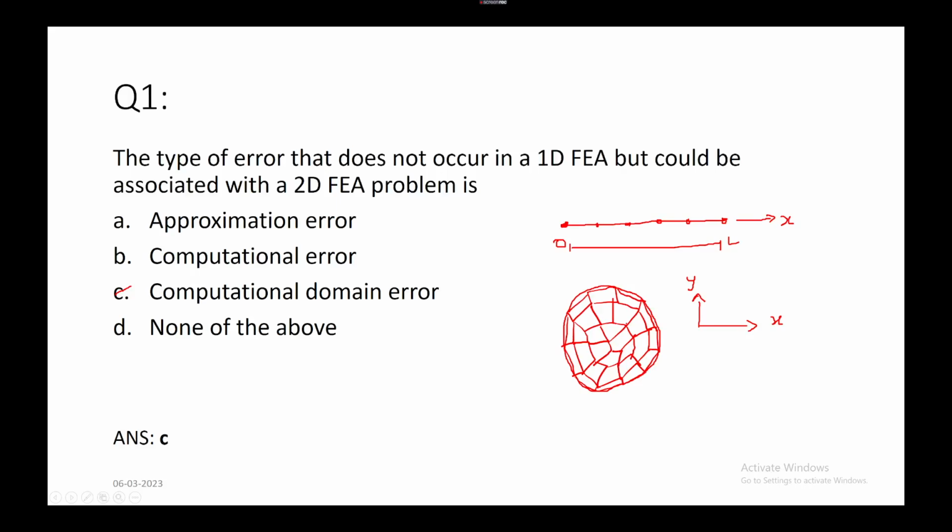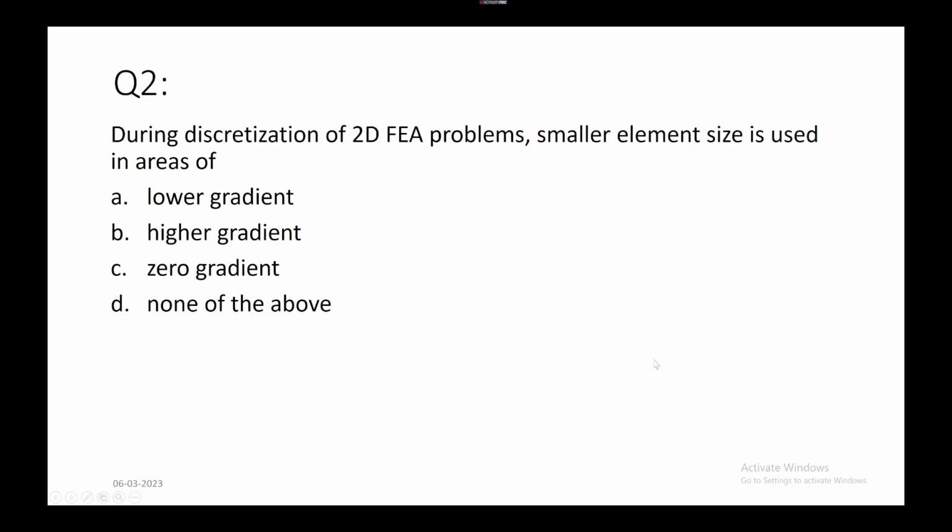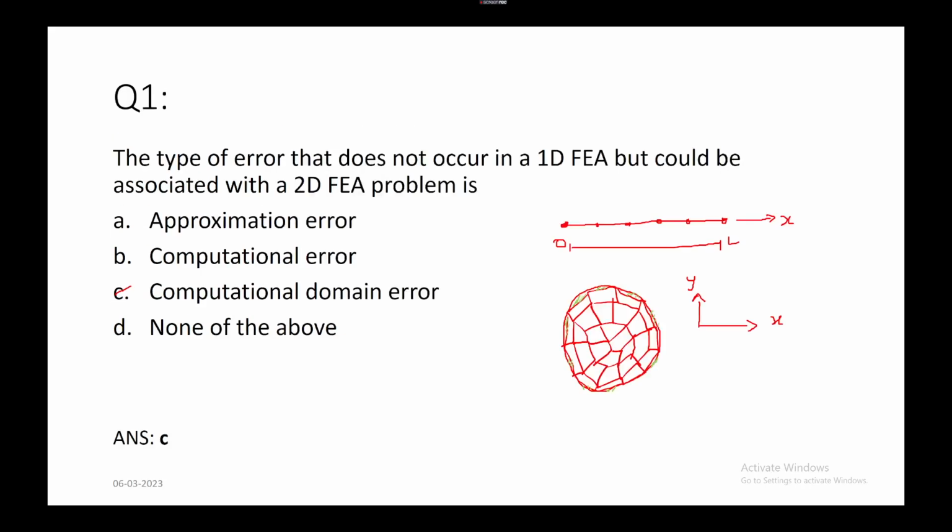But what we are observing here is that there is some portion of the domain that is not covered by any element. You can say the shaded portion. This shaded portion in the green color, as you can see, is not covered.